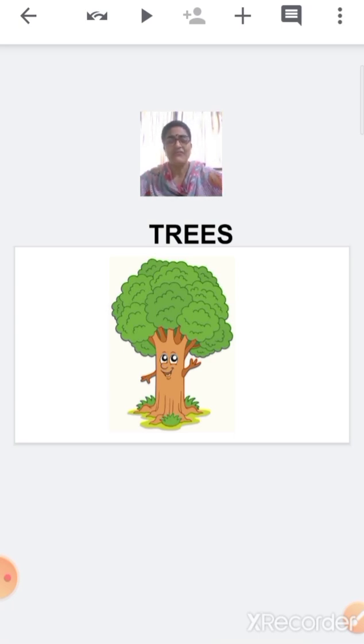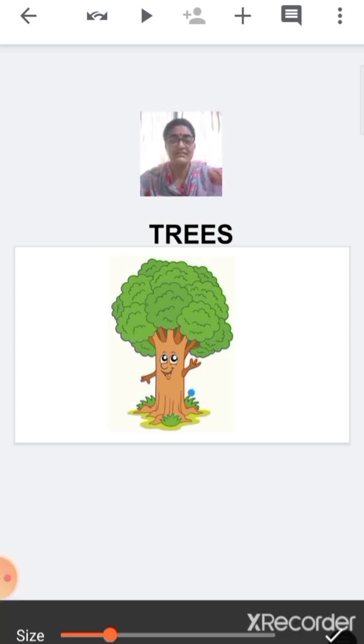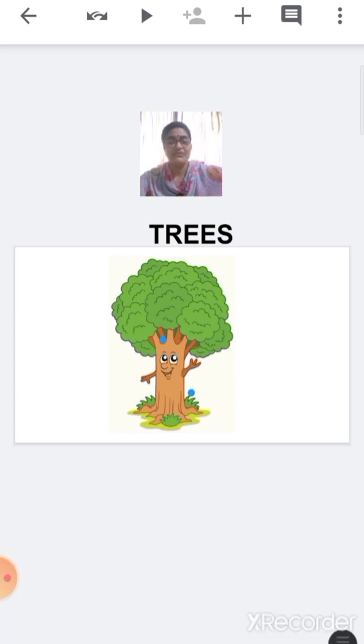Okay, they have a very strong stem and it is called a trunk. You all can see this? Yes, this is the trunk of the tree. It is very broad and it is very thick. Okay, a tree has many branches. You all can see the branches of the tree? Yes, it has so many branches and leaves on it. Okay, trees give us flowers and fruits. Now let's see some examples of trees.